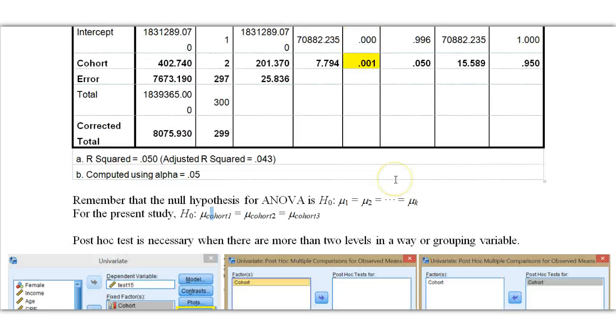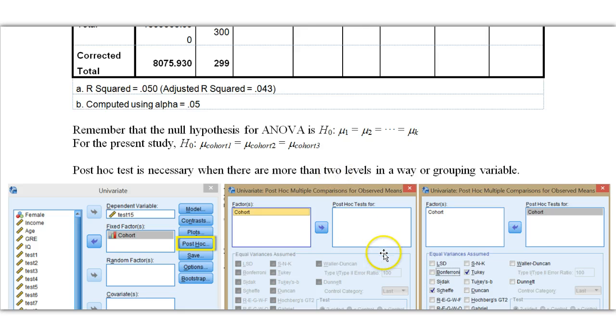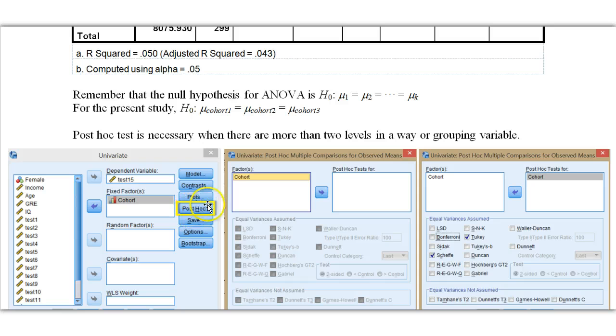Obviously, you would not do a post hoc test if there is no statistically significant difference, because then what you're asking is, there was no difference, but let me find out where the difference is. And that doesn't make any sense. You would only do a post hoc if you find a statistically significant difference. Okay, so we did find a statistically significant difference for the omnibus ANOVA. We do a post hoc test. So you'd click on that option right there.